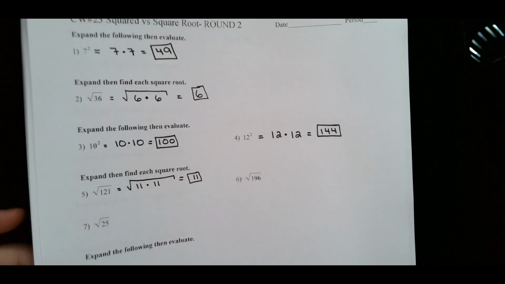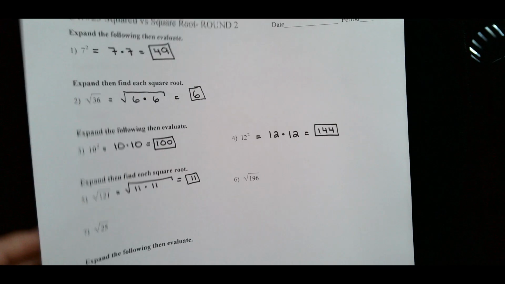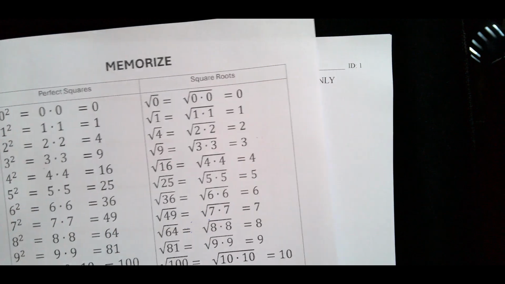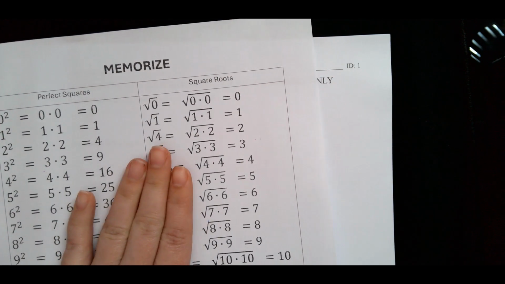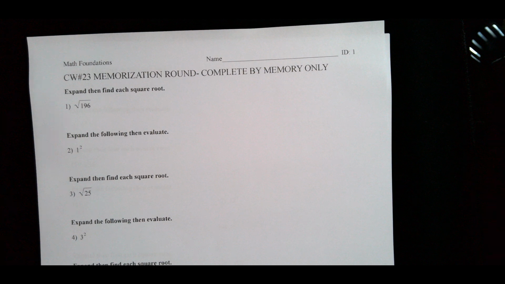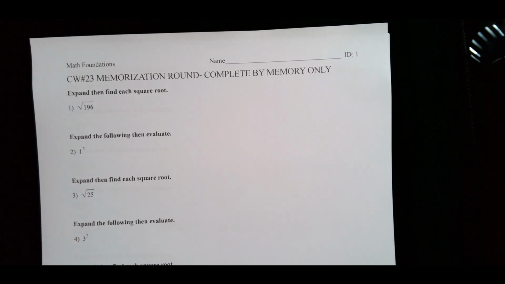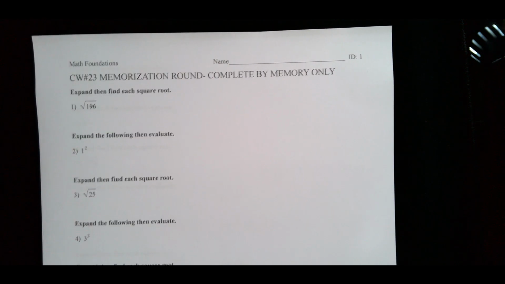And you're going to continue this. Again, try not to use your memorization sheet. In round 2, yes, you can still use it. It's still available. Now, in round 3, this is now going to be memorization. You are going to put away your memorized sheet, your cheat sheet. You're going to put this away. And for this, you're going to try to do this without any sort of cheat sheets.